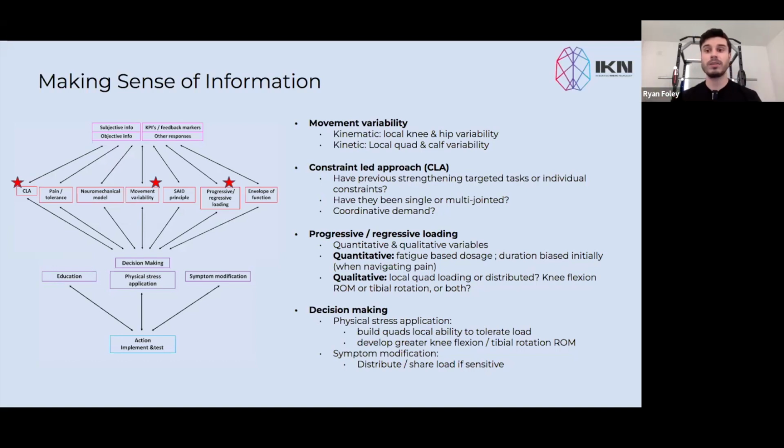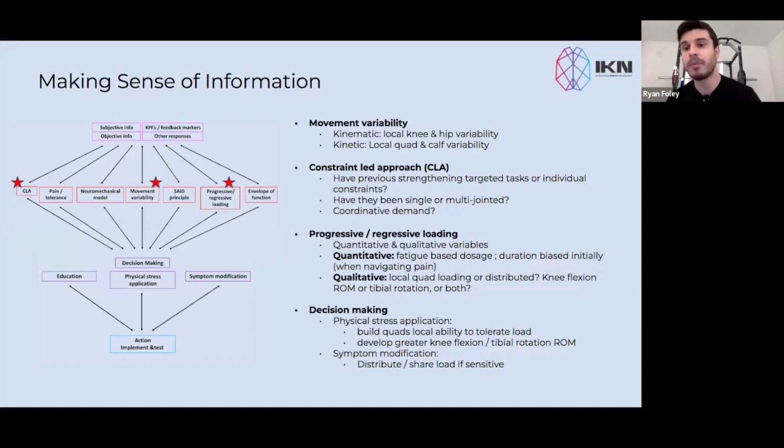Do we just not do that exercise, or do we modify the exercise based on their symptoms? And that's when we utilize an exercise that was sharing that workload more so between the quads and the glutes, and then we can modify the position as well based on the individual symptoms.